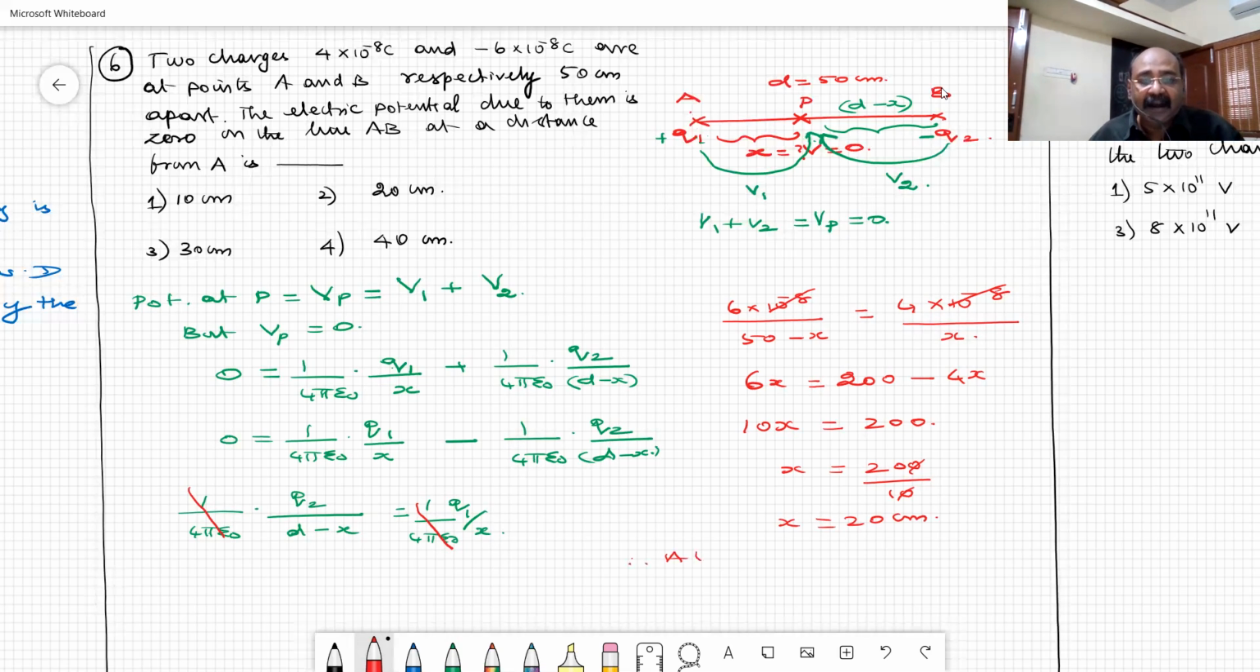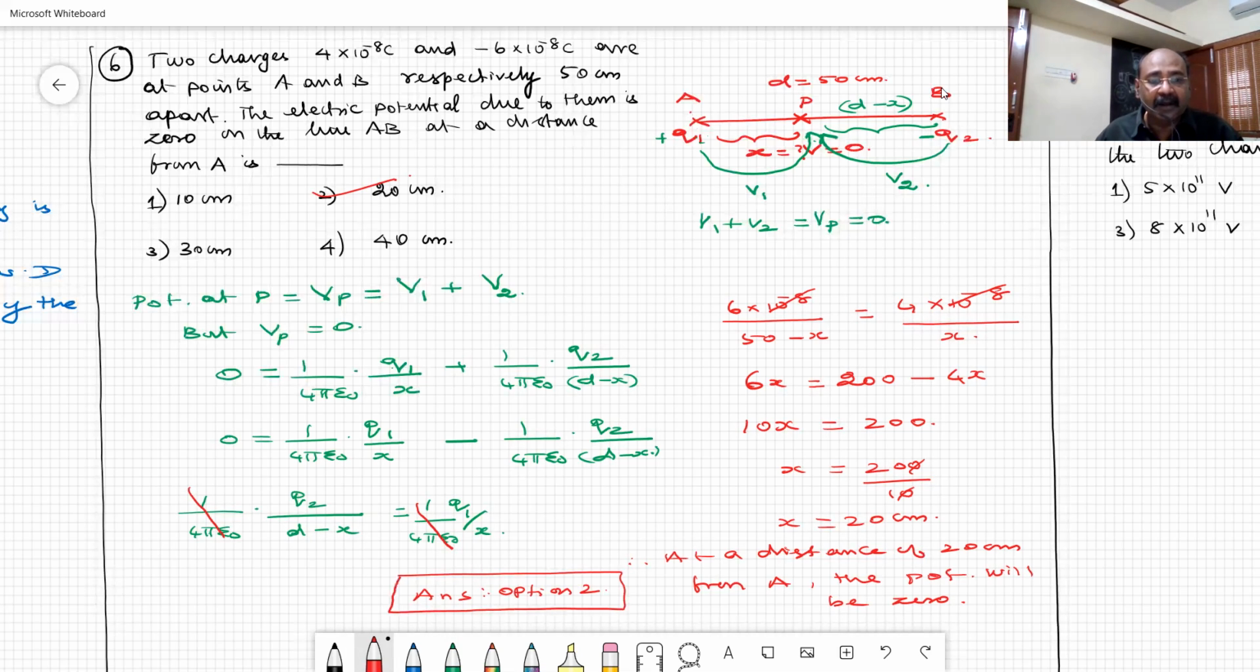Therefore, we can write at a distance of 20 centimeter from A, the potential becomes 0. So what is the answer then? The answer is option 2. So this is what we are considering as problem number 6. Hope you have understood.